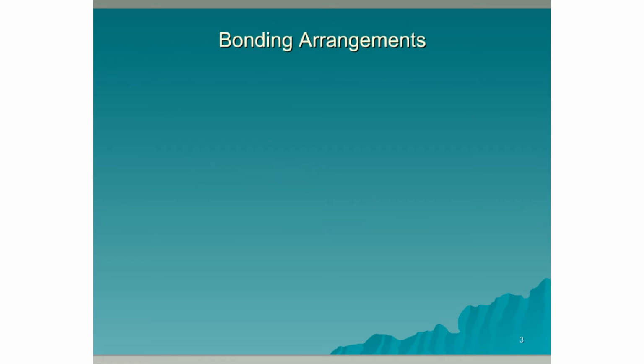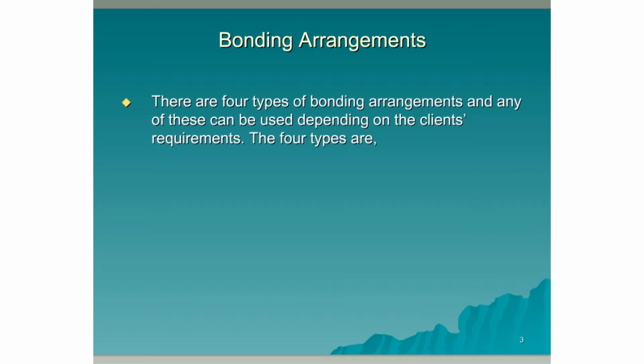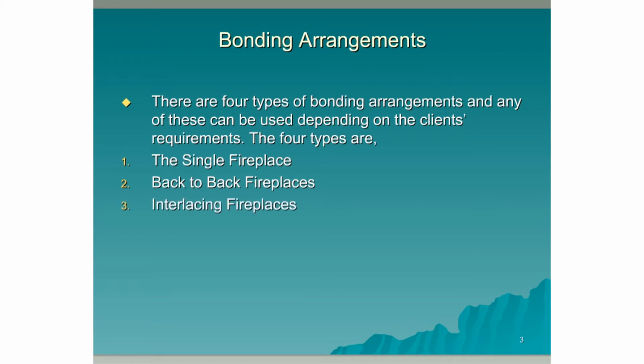Bonding arrangements. There are 4 types of bonding arrangements, and any of these can be used depending on the client's requirements. The 4 types are the single fireplace, the back-to-back fireplace, the interlacing fireplace, and the angled fireplace.